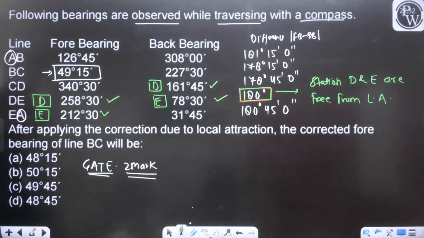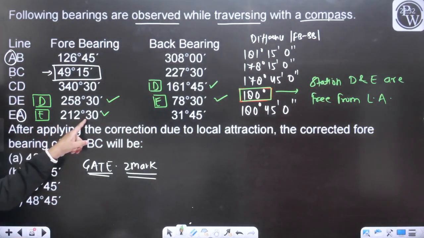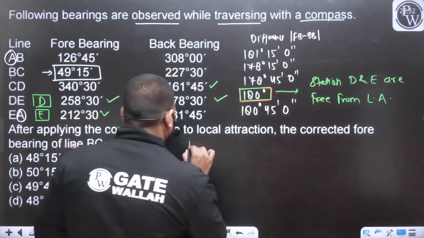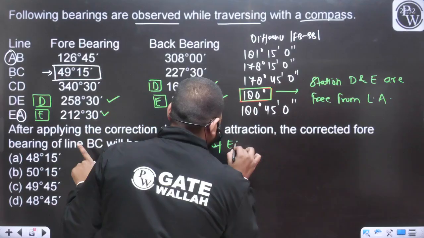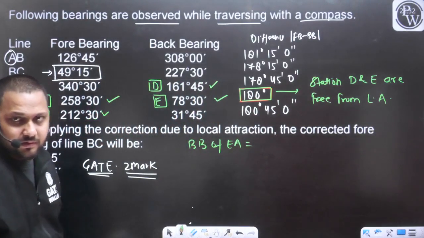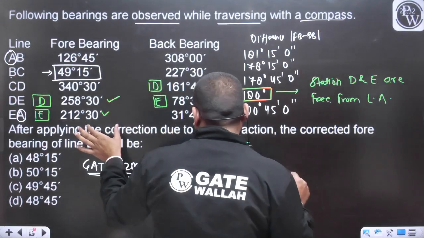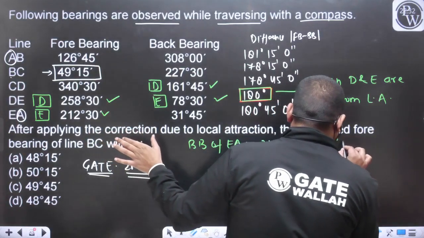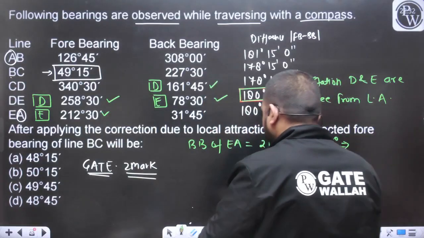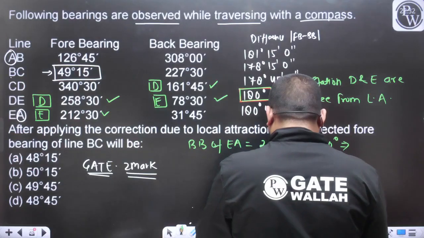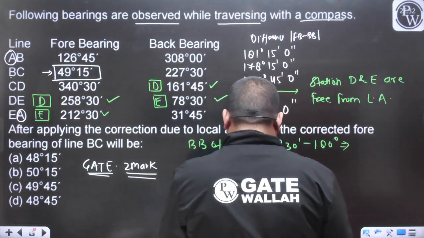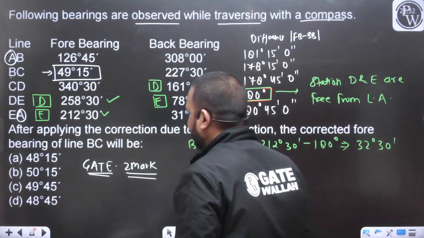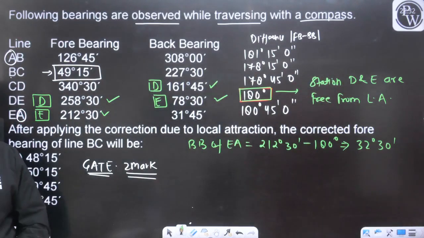Yes. Now let's see. If this is the fore bearing of the line EA and this is the correct value, obviously, can I find out the back bearing of line EA? Tell me, what will be the back bearing of the line EA? It should be equal to 212 degree 30 minute minus 180 degree. Yes or no? Because for any line, the difference of the fore bearing and back bearing is going to be 180 degrees. So 32 degree 30 minute will be the true value of the back bearing of the line EA.